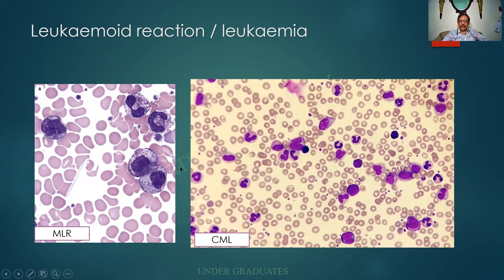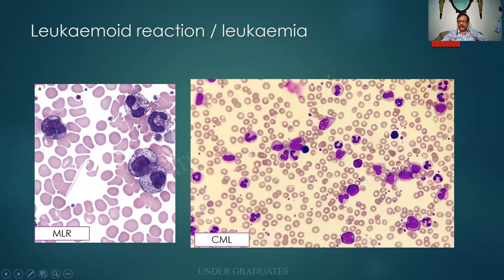Now, what is the difference between a leukemoid reaction and a leukemia? There are two contrasting pictures. In this one, again, as I had been mentioning, there is an increase. There is a slight increase in the immature cells as well. So it is a myeloid leukemoid reaction because neutrophils are there, myelocytes are there.